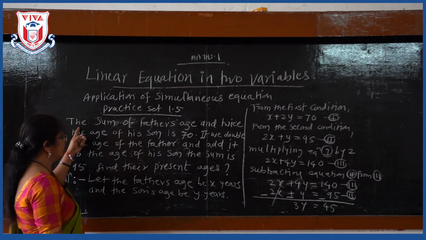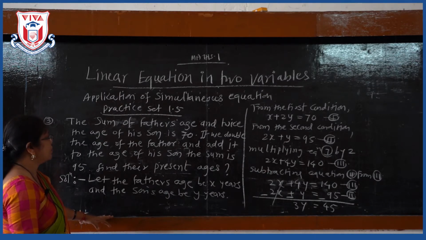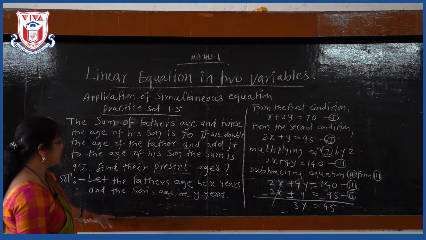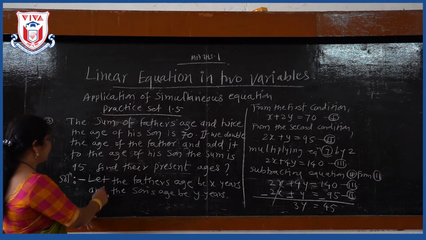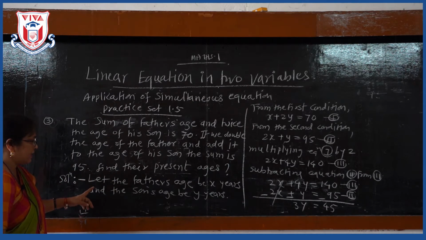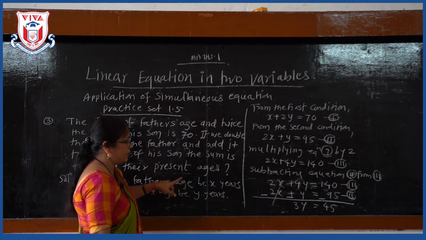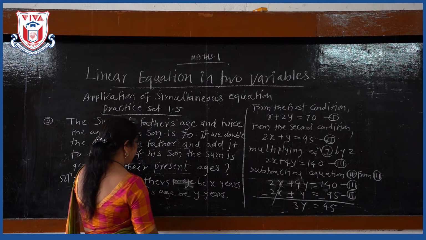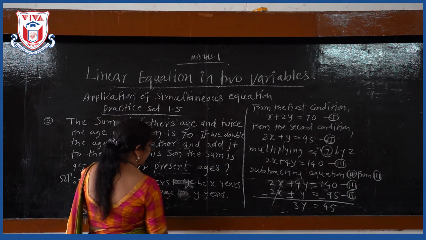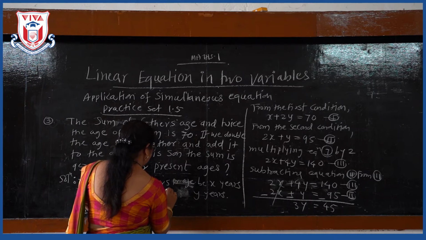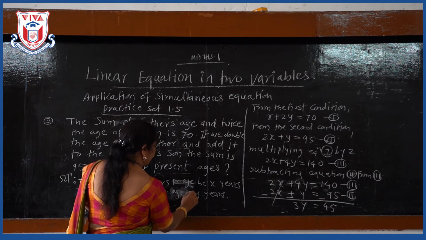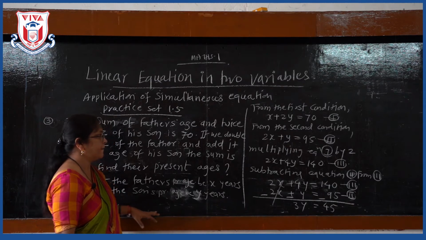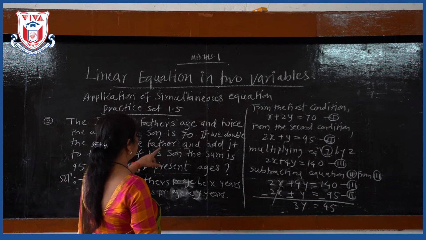Second example. The sum of father's age and twice the age of his son is 70. If we double the age of the father and add it to the age of his son, the sum is 95. Find their present ages. Let the father's present age be x years and the son's present age be y years. Now what is the first condition?